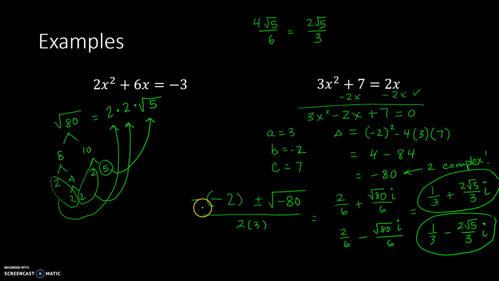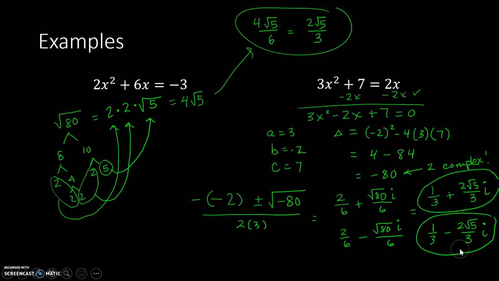So then I set that up in my quadratic formula, opposite of b plus or minus the square root of the discriminant over 2a. I split those into separate fractions, and then I realized that I have the square root of 80, so I broke up 80. I found two pairs of 2's and a single 5, so the square root of 80 is equal to 4 root 5. And then I did a little simplifying so that my final answer would be simplified. Because I had 4 root 5 over 6, I turned that into 2 root 5 over 3.